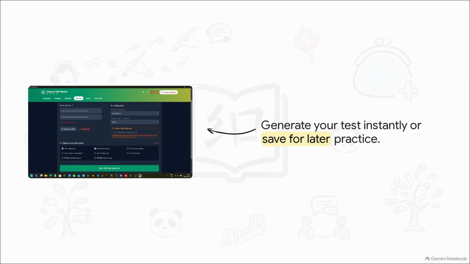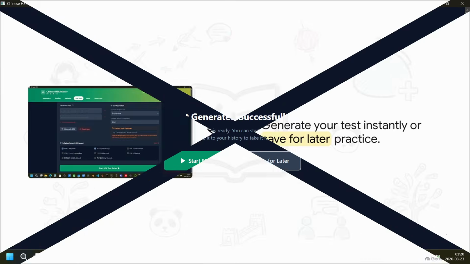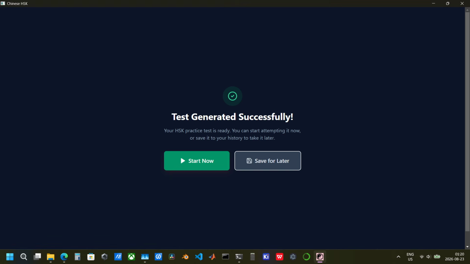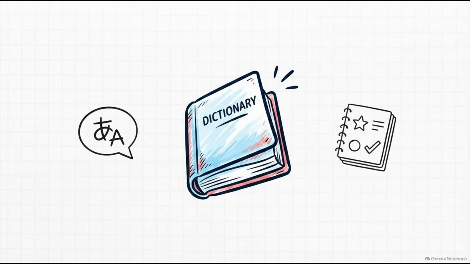After you click to start and the app works its magic, you're given a choice. You can start the test immediately right there on your screen, or you can save it to your history. If you save it, you can access it entirely offline later on. That is absolutely perfect for when you know you'll be without Wi-Fi but still want to get some vital practice in. And what about the actual in-test experience?